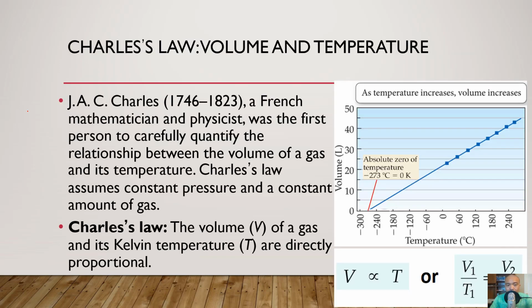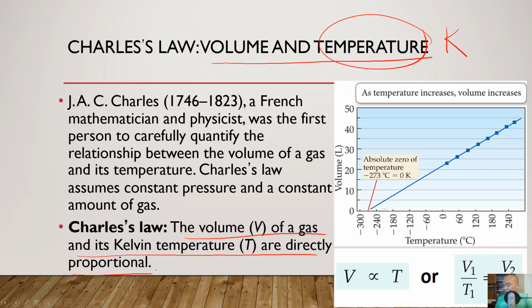Charles's law discusses the volume relationship with temperature in Kelvin scale. And this relationship was discovered by Charles, a French mathematician and physicist. Charles's law states the volume of the gas and its Kelvin scale temperature are directly proportional to each other. Or you can write it as V directly proportional to T.